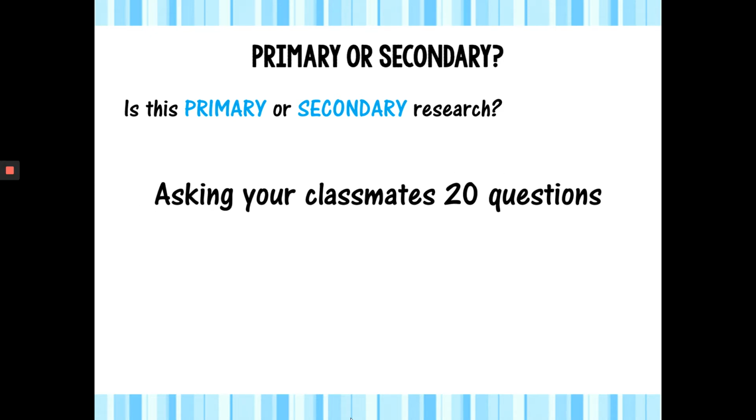Next one, asking your classmates 20 questions. Pause the video and note down if you think it is primary, you're finding it out firsthand, or secondary, you're looking at data that's already been collected. Okay, hopefully you would have got this as primary because if you're asking people in your class, this is information that's going to be collected firsthand, so this would be primary research.